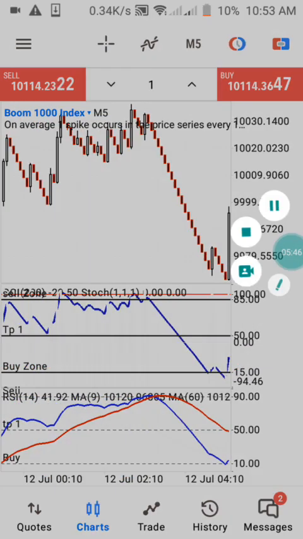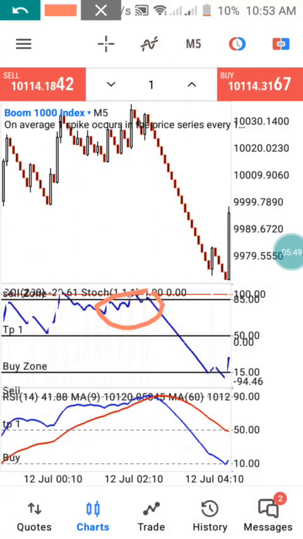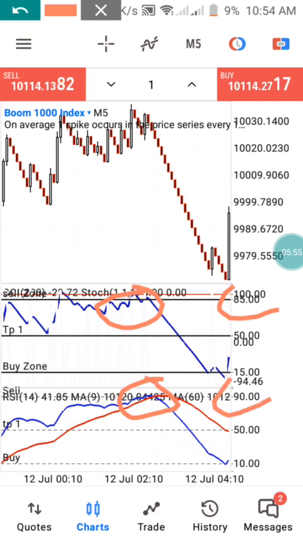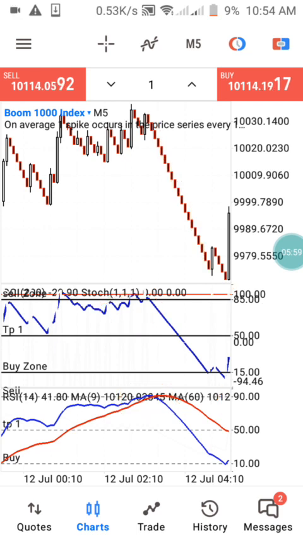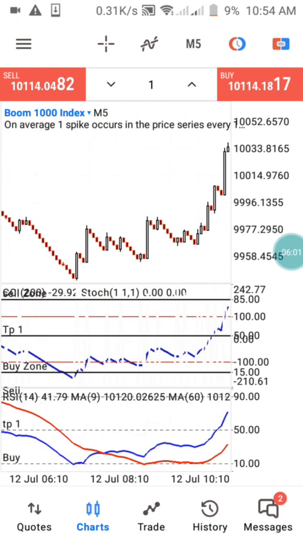And also, if you check here, you will see that this particular level respects 85, and when you see here, they respect 90. So by doing this, you can keep on scalping down the market as you want. So that's exactly how it works.